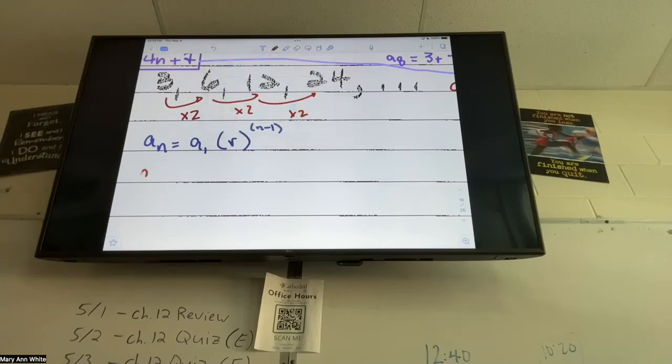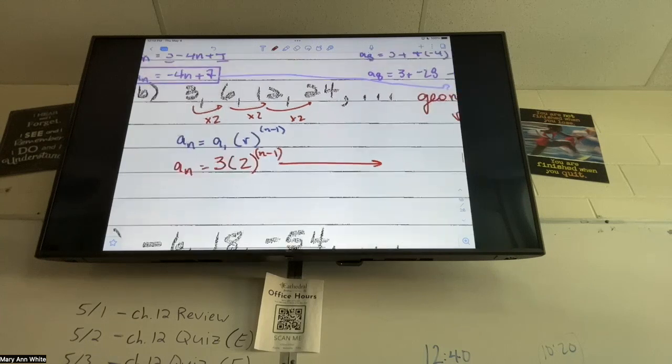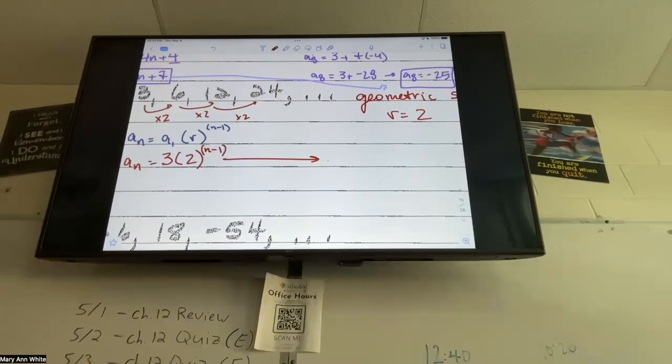We do not know a sub n, but we do know a sub 1. What's that? 3. We do know r. What's that? 2. We don't know n or -1. You might remember me saying yesterday, I actually like doing it this way better because we don't have to simplify anything. So this is as good as it gets. Now I'm going to take this and find the 8th term, so I'm just going to plug in 8 for my n.